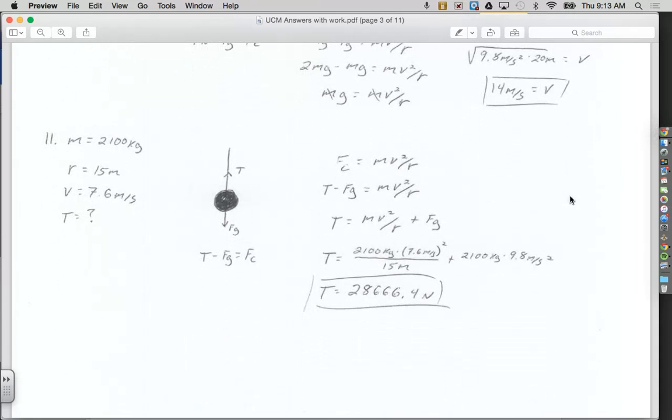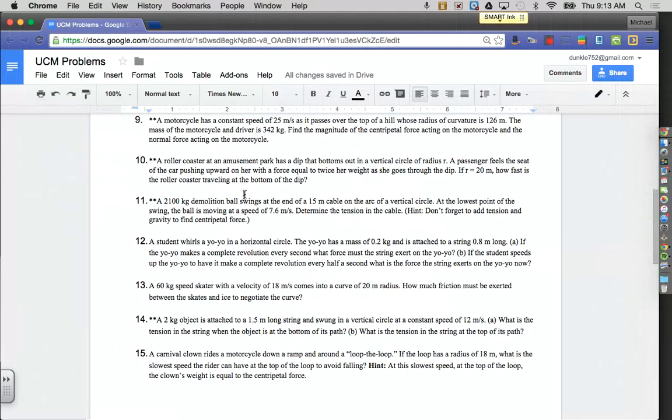Finally, number 11. Number 11 is another challenging one: a 2,100 kilogram demolition ball swings at the end of a 15-meter cable on the arc of a vertical circle. At the lowest point of the swing, the ball is moving at a speed of 7.6 meters per second. We're going to find the tension in the cable. Hint, hint, do not forget to add tension and gravity to find centripetal force.